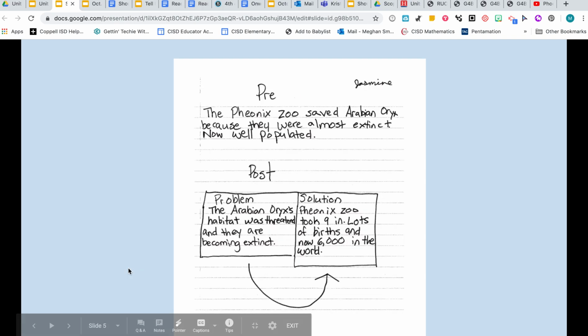Readers, most of you may be thinking that this is organized in a problem-solution structure. I heard your mental thoughts. The problem is that the Arabian oryx was nearly extinct, and the solution is the Phoenix Zoo created a habitat for them. Some of you even said the problem is a number of animals on the planet are going extinct, and the solution is that zoos are working to preserve endangered species. Make sure that your notes reflect this structure.